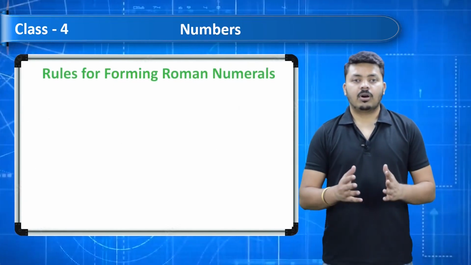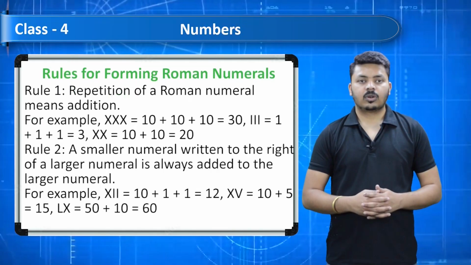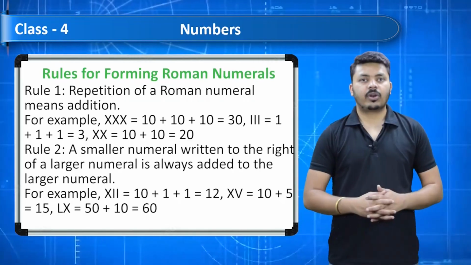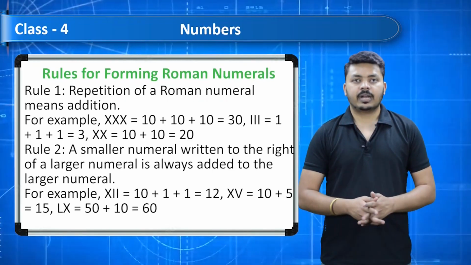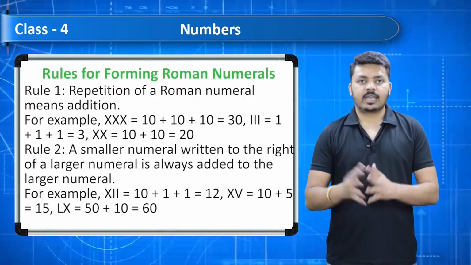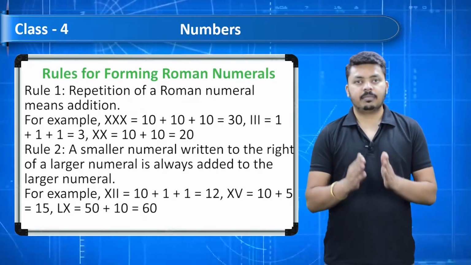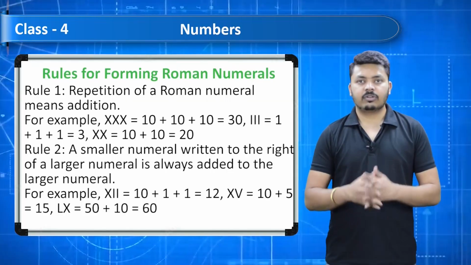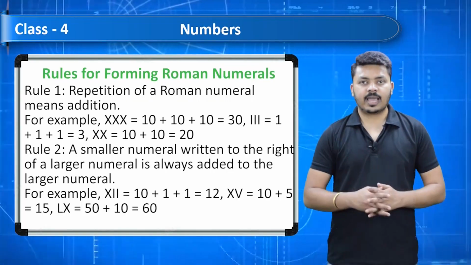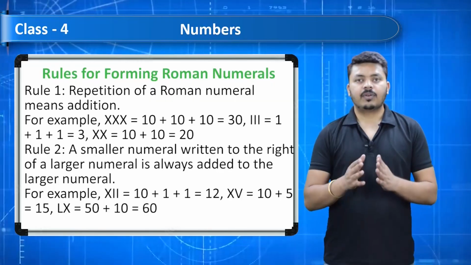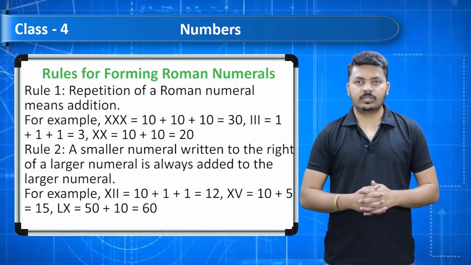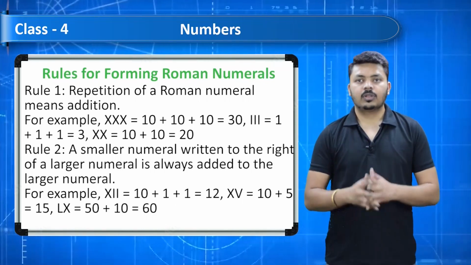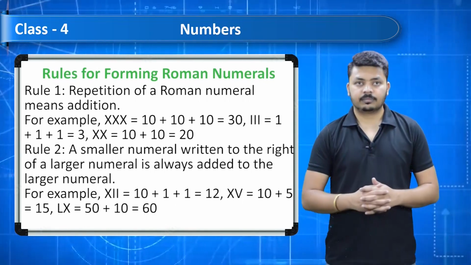Rules for forming Roman numerals. Rule 1. Repetition of a Roman numeral means addition. For example, here there are 3 X's: X, X, X, which is equal to 10 plus 10 plus 10, as X denotes 10, which is equal to 30. So III is equal to 1 plus 1 plus 1 equals 3. Now XX is equal to 10 plus 10 equals 20.